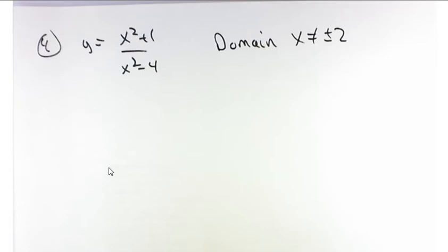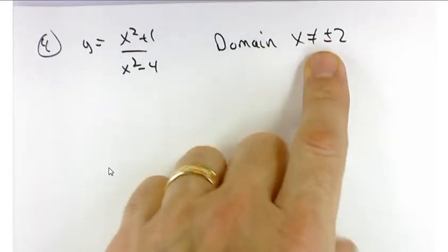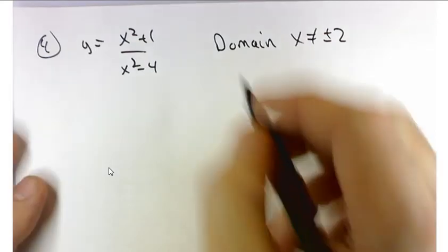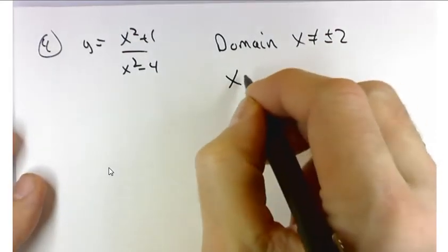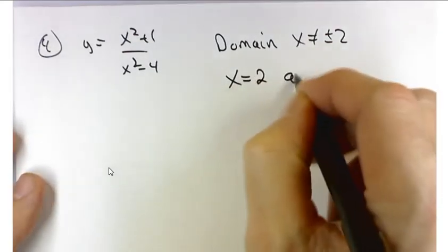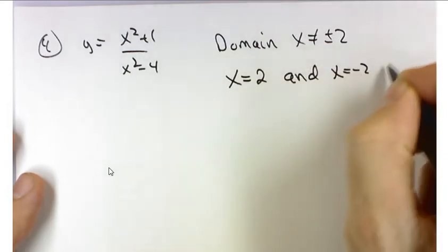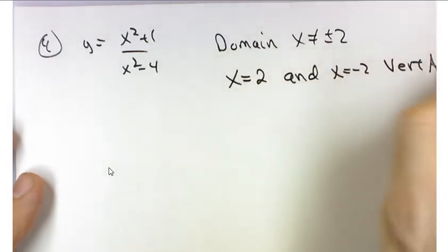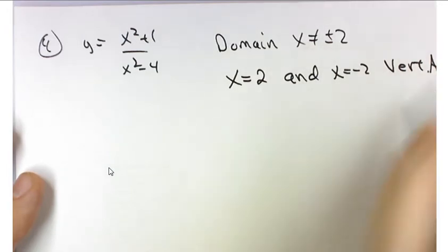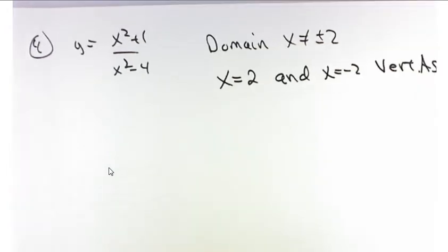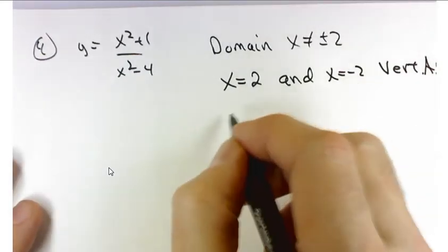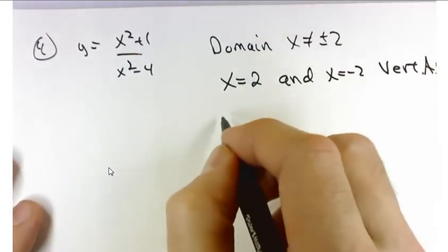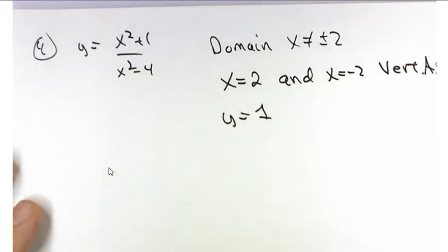Then let's look at any vertical or horizontal asymptotes. Now, the domain here kind of steers you in the direction of the vertical asymptotes. You're going to have vertical asymptotes at x equals 2 and x equals negative 2. What about the horizontal asymptote? Yeah, x equals 1. All right, so actually not x equals 1, y equals 1 is our horizontal asymptote.